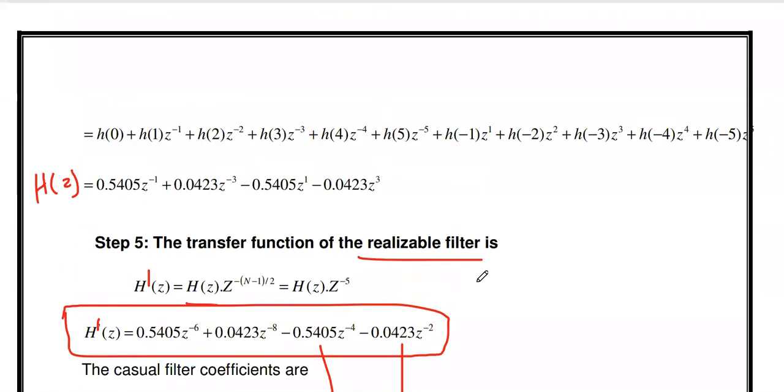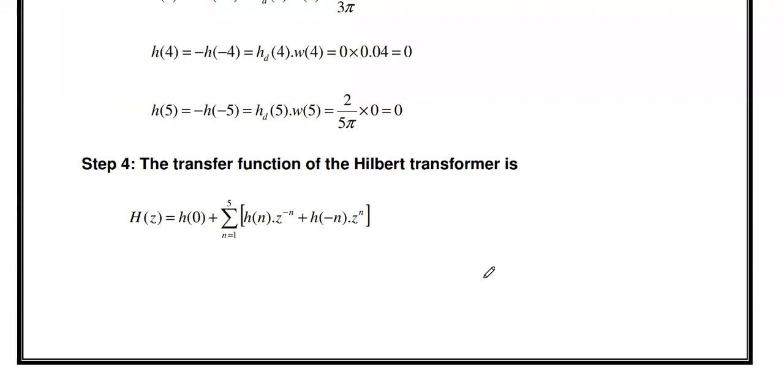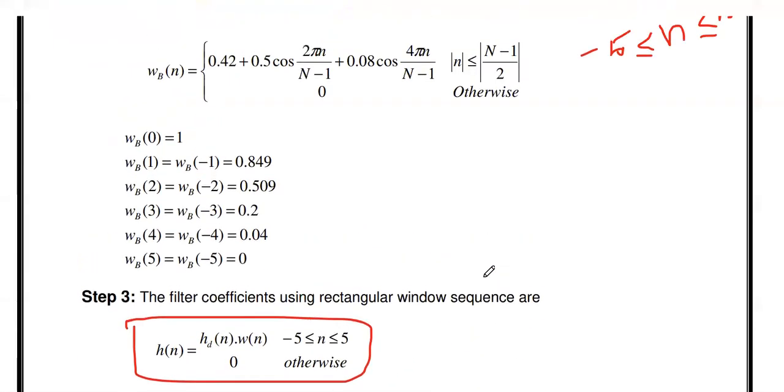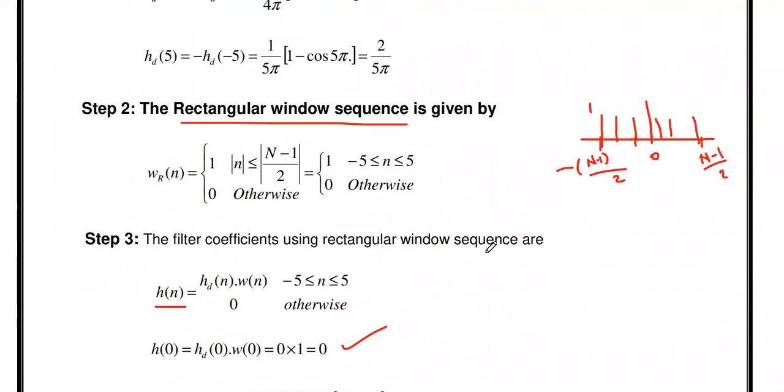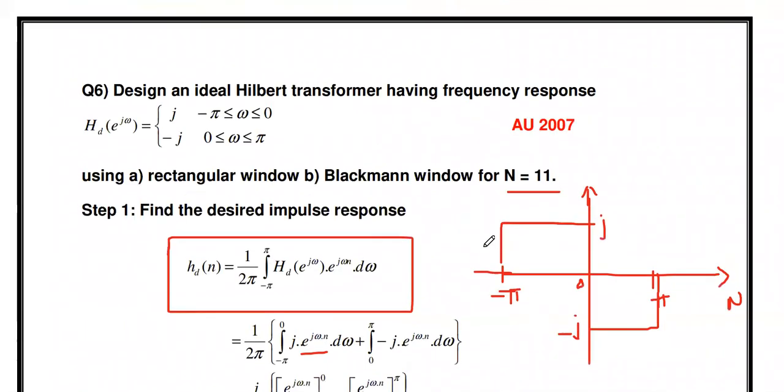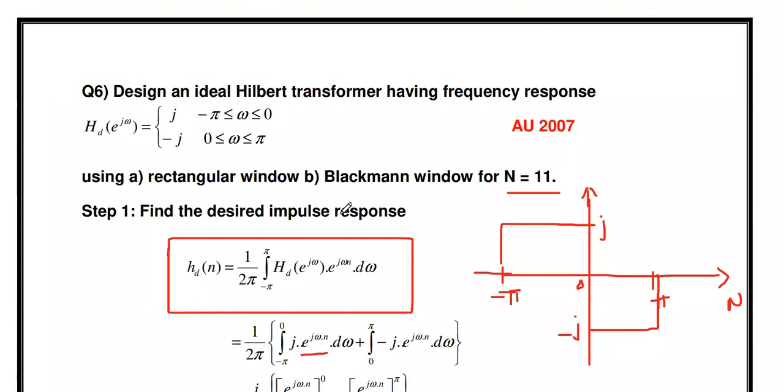Similar to this, you can design the Hilbert transformer using any windowing technique. In this problem, they mentioned the rectangular window, and as well as that, using the Blackman window, we designed the ideal Hilbert transformer for this frequency response. So this is an important question.